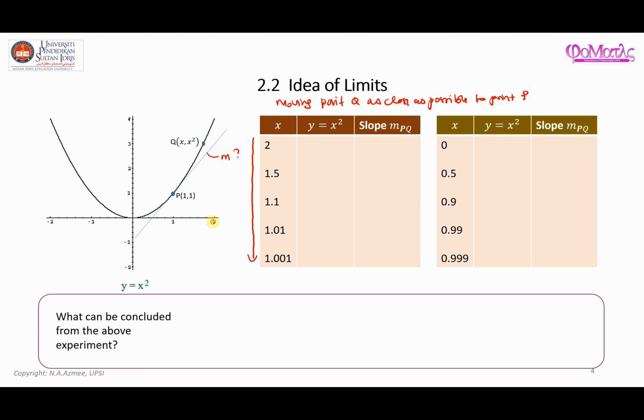So the value of x is moving closer and closer to 1. When x is 2, the value of y is somewhere here. When x is, let's say, over here, the value of y is at this point. When x is closer to 1, the value of y is here. So we are moving the point closer and closer to point P.